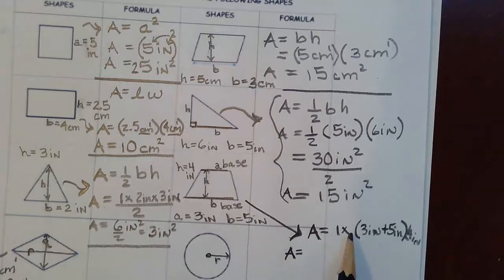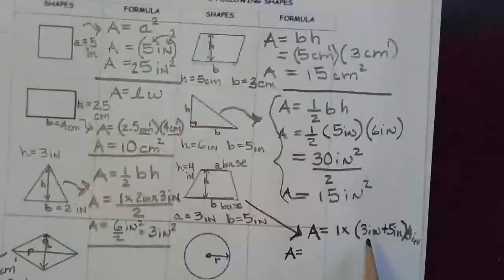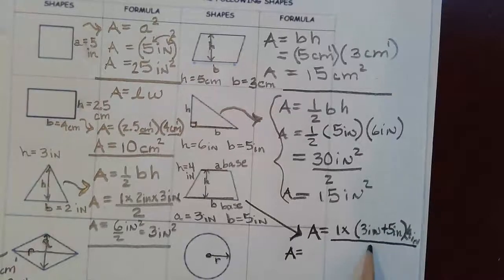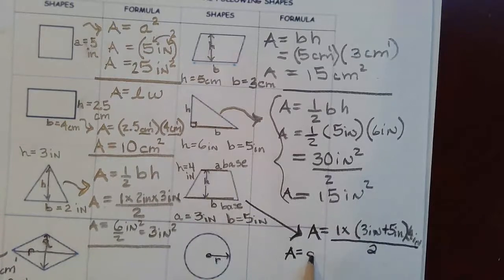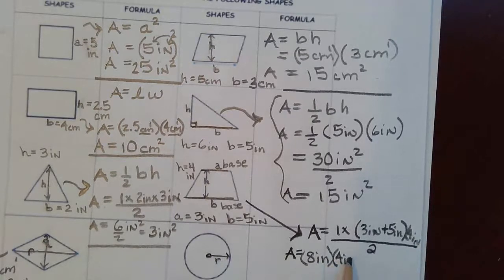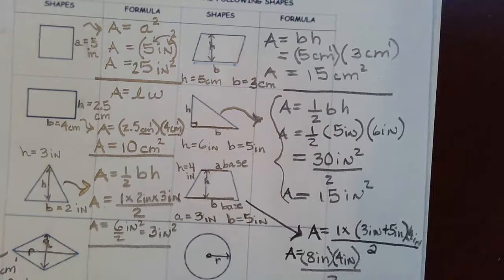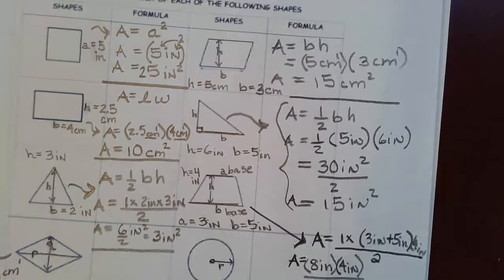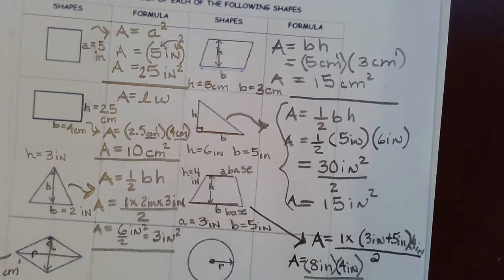So this 1 times anything doesn't really matter. I'm going to let loose of that. Don't forget the bottom of this formula was division by 2. So I have 3 plus 5, that's 8 inches on the top, that's inside the parenthesis, times 4 inches, that's right next to it, divided by 2. Let's keep going with that. Okay, so 4 times 8 is 32 inches squared, then divided by 2 is 16 inches squared.